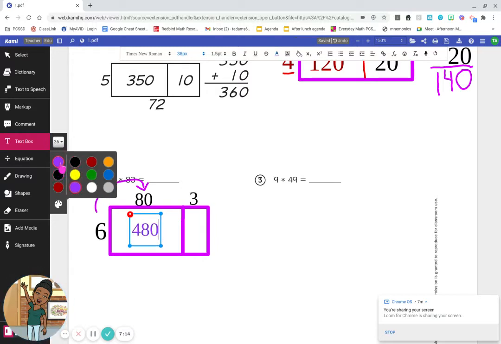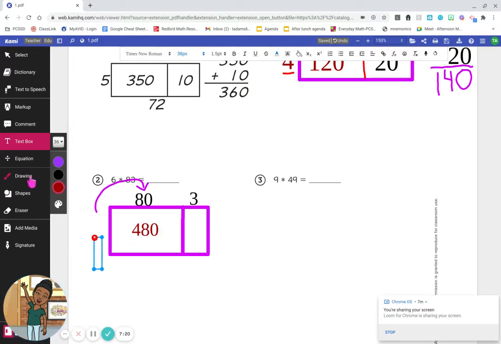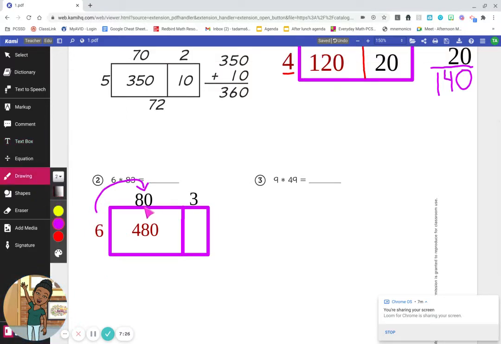And now what am I going to multiply? Yes, up 6. My 6 went away. I'm going to draw it real quick here. There we go. I'm going to multiply 6 times 3. That is correct. First 6 times 80, my 10s, and now 6 times 3. And what is 6 times 3? 18. Excellent.